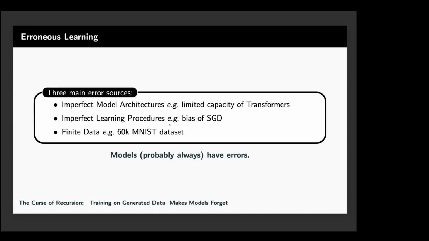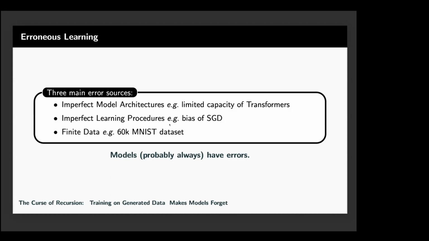Now, normally, to train very, very large models, of course, you need to go to very large companies to be able to do that. So oftentimes you still represent your models with some sort of limited architectures, and that inevitably leads to errors. But at the same time, we also don't ever converge fully to a global minima during optimization procedures. So our learning also inherits a lot of biases, and these biases get propagated over time.